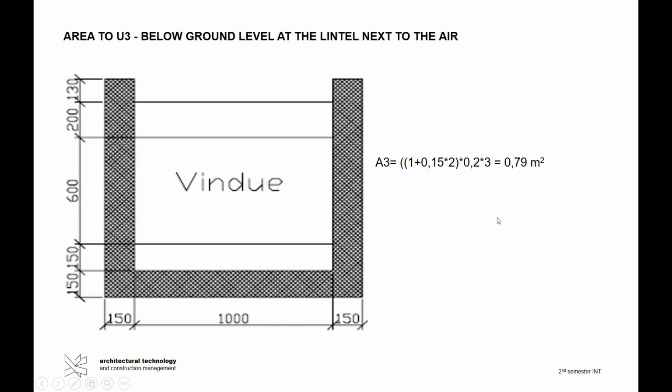Then I need to calculate A3, and that's where I have the lintel above the window. So that's this area here. Again, I take the total length, which is 1 plus 2.15 times 2, and then I times it by the height of the lintel, which is 0.2, and then I have 3 light shafts. So the total area of A3 is 0.79 square meter.